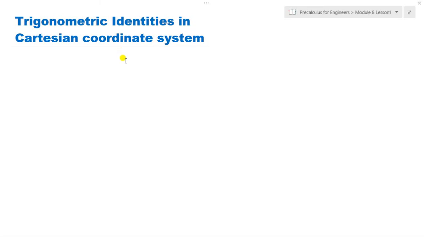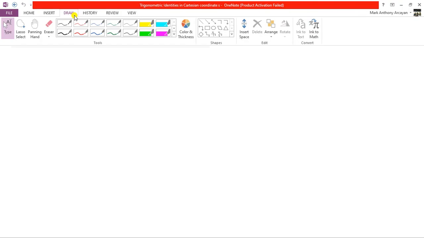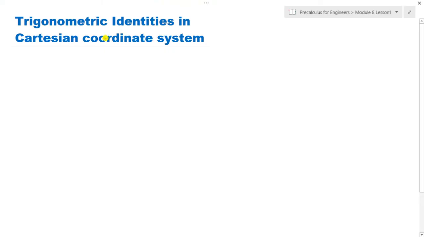Good day everyone. So let us continue the lesson 1 for module 8. We are now on trigonometric identities in the Cartesian coordinate system. In the previous part of lesson 1, we just defined the trigonometric identities by using the right triangle, right?